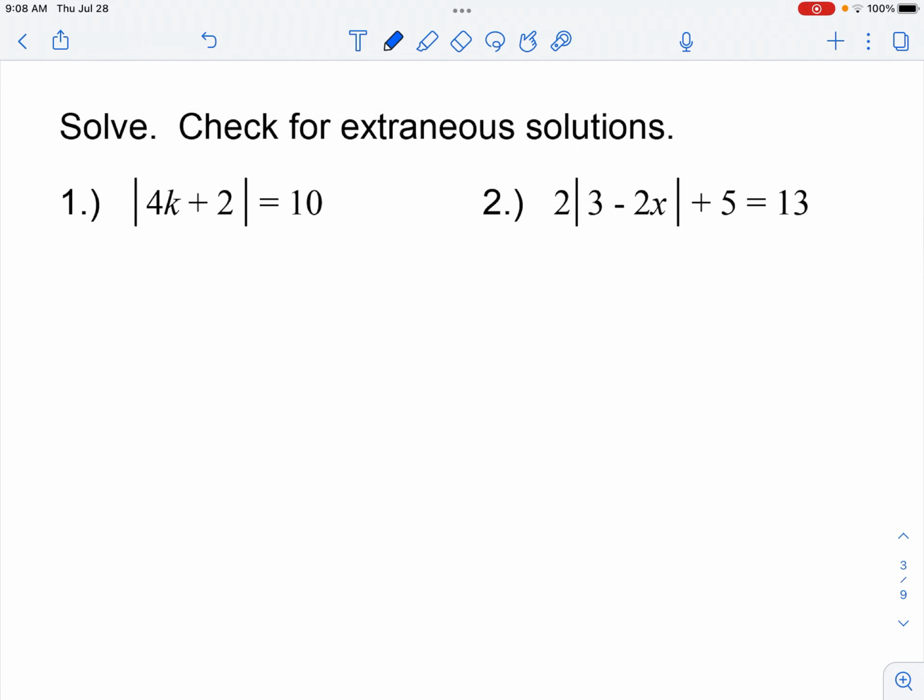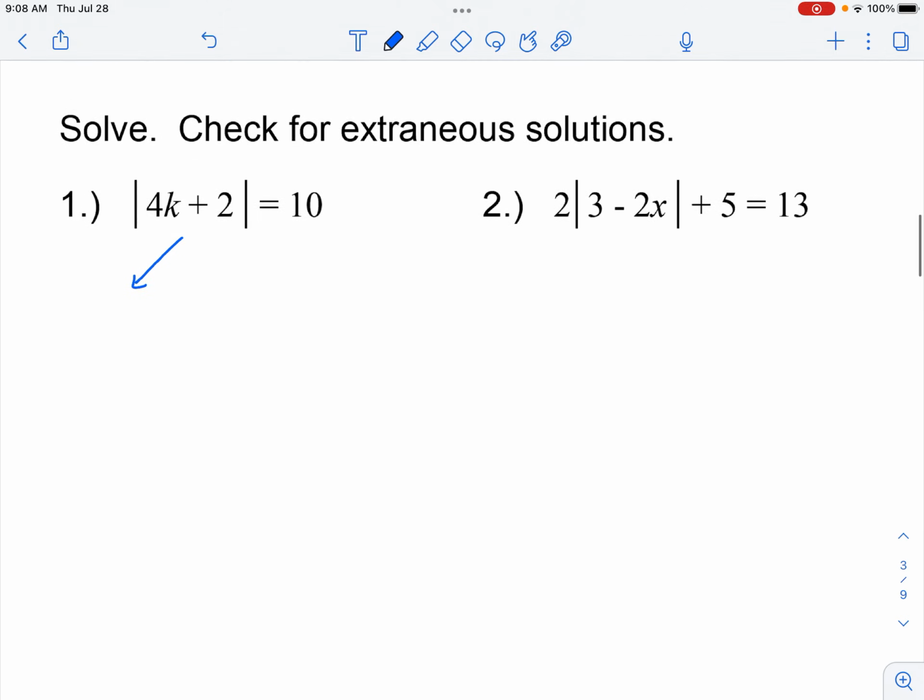All right, we're going to solve and check for extraneous solutions. Now, normally it's just going to say to solve or solve the equation and not remind you to check for extraneous solutions. But since this is new, it's in the directions. Okay, problem number 1. I have the absolute value of 4k plus 2 is equal to 10. So I have absolute value equals. So I don't need to do any rearranging here because I already have the absolute value isolated. So we're on to step 2, break into 2 cases.